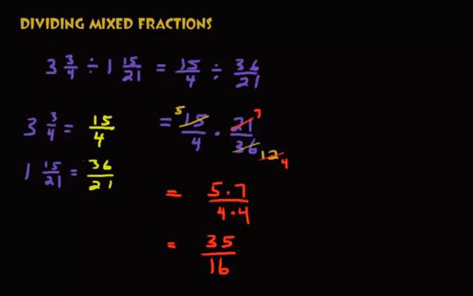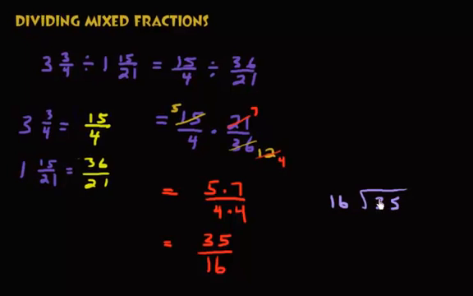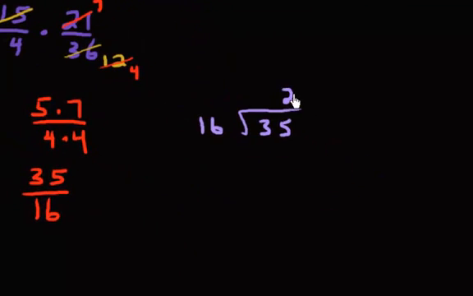If you do need to convert this back to a mixed fraction, what you do is you'd come over here and you do sort of like a long division problem. All right, so we have the divisor, 16 on the outside. You ask yourself, how many times does 16 go into 35? And it's twice, because 2 times 16 is 32. And we would subtract 35 minus 32, that's going to give me 3.